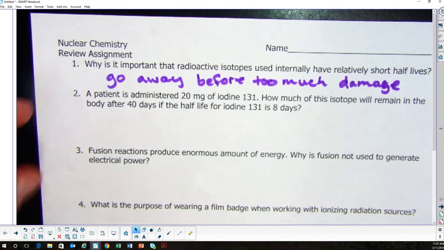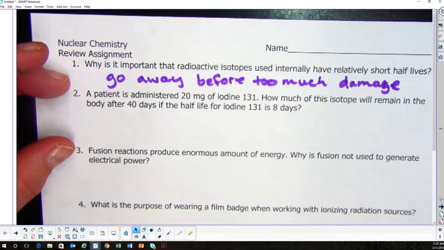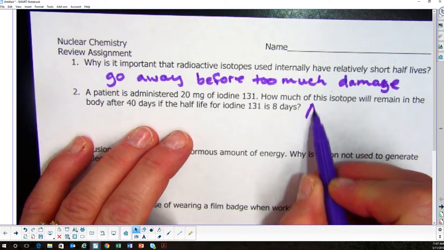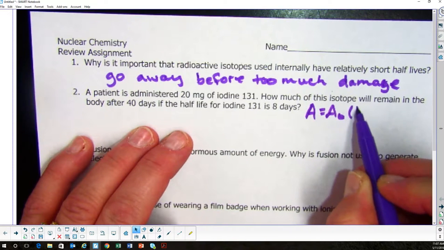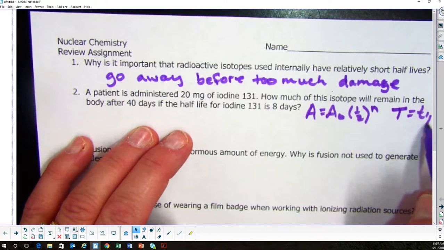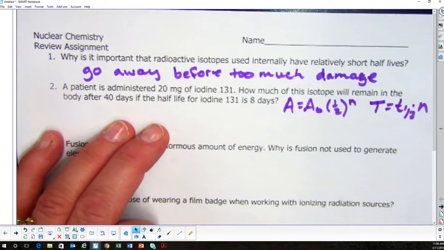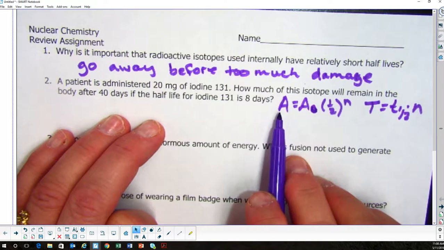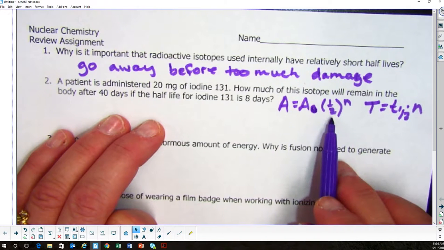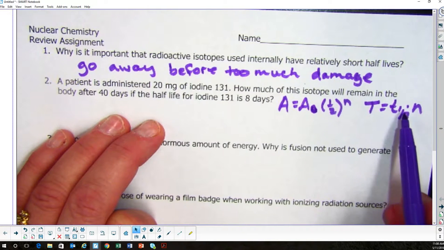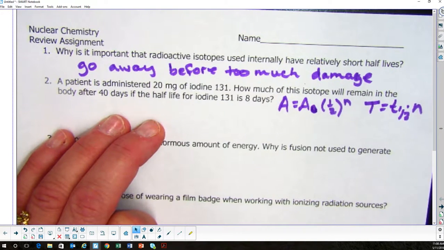Okay, so now we're going to just do one of these problems, but you need to be able to do one or two or three of them. Remember when we were doing nuclear, we had two equations. We had A equals A0 times (1/2) to the N power, or capital T, which is time, is equal to T1/2 times N. Those are the two equations that we used. So A is the amount after time, A0 is the amount of initial, 1/2 is dividing in half, and N is the number of times I'm going to divide it in half. Total time is equal to the half-life times the number of times I'm going through that half-life.